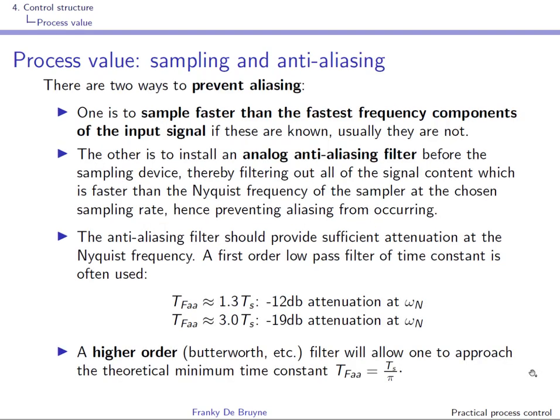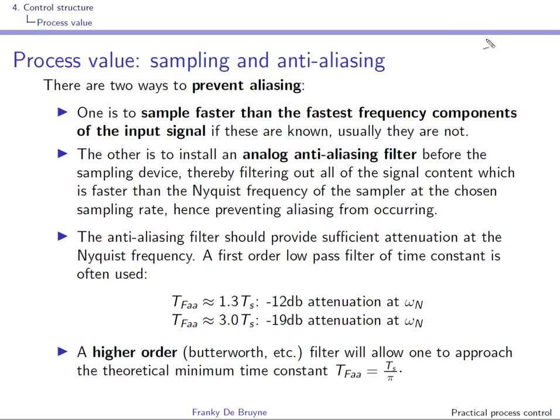When sampling PV, the process value, we have to make sure, of course, that we prevent aliasing, and there are two ways to do this. The first way is to sample faster than the fastest frequency component that is present in the input signal, but this fastest frequency is not always known. So what is done instead is that you install an analog aliasing filter that will remove all components above the Nyquist frequency before the sampling is actually done, to prevent aliasing from occurring.